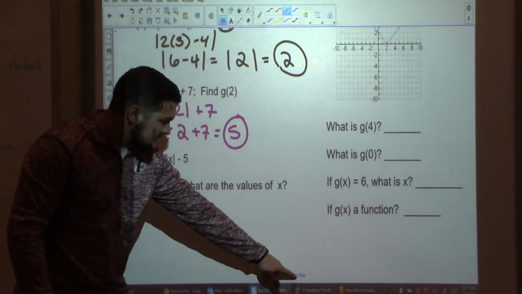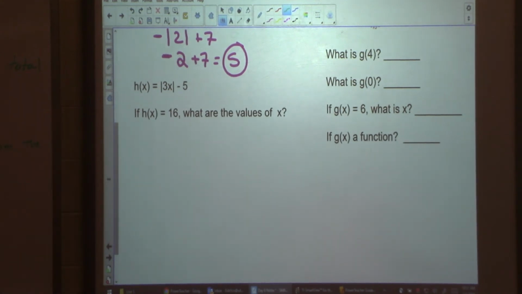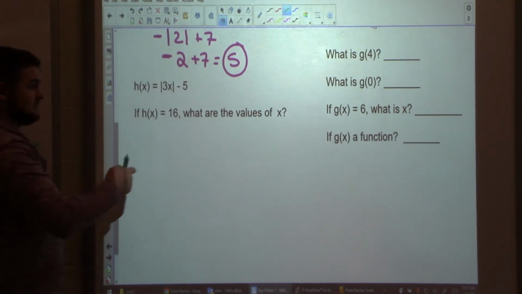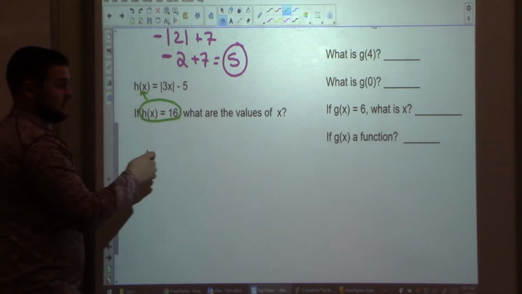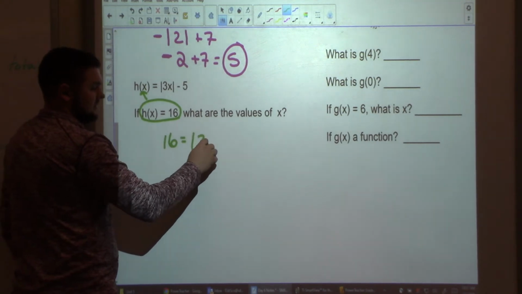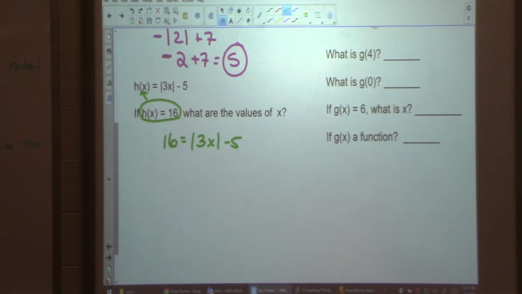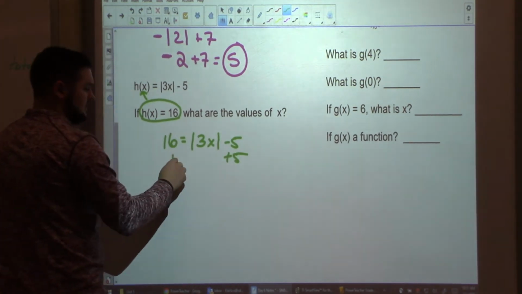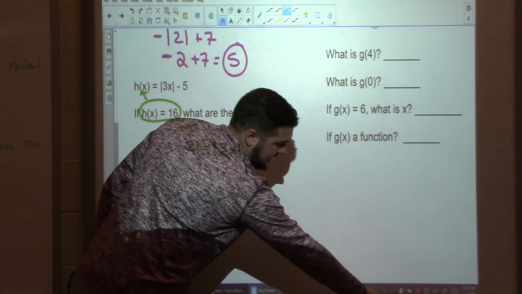Okay, let's look at it. H of x equals the absolute value of 3x minus 5. If h of x equals 16, what are the values of x? Well, how did we start this one last time? Set it equal to 16, right? H of x equals 16. So I'm going to do that. 16 equals the absolute value of 3x minus 5. Well, remember, when we're solving for an absolute value, we got to get that absolute value all by itself first. So I'm going to add 5 to both sides. 21 equals the absolute value of 3x.